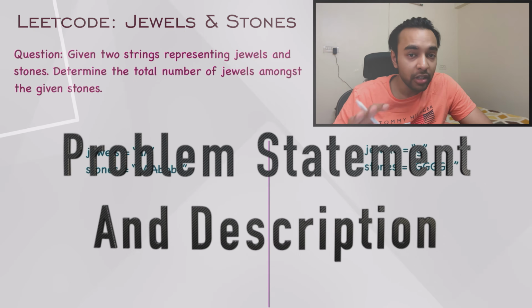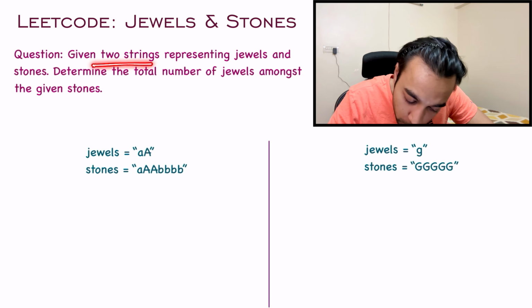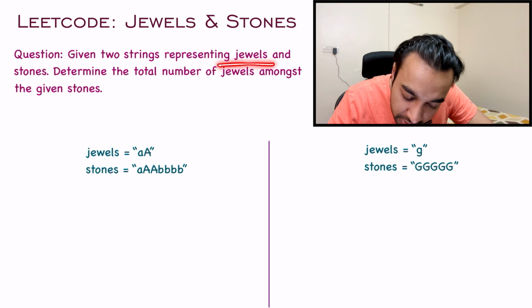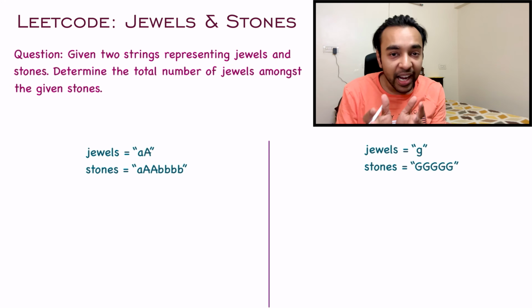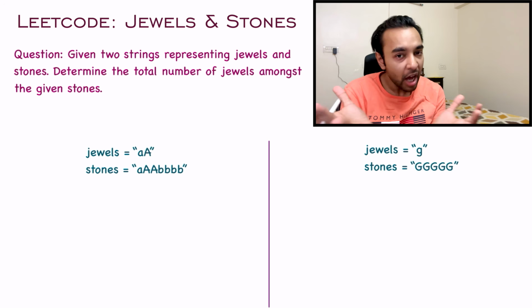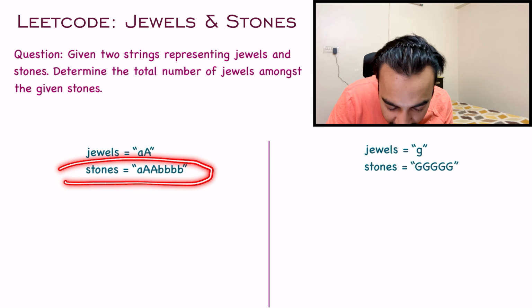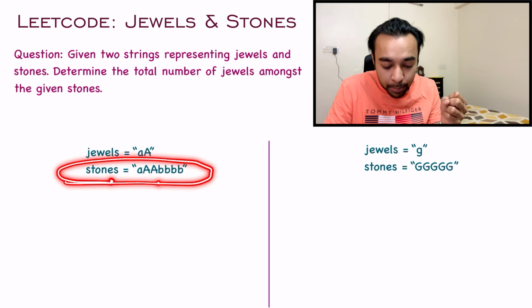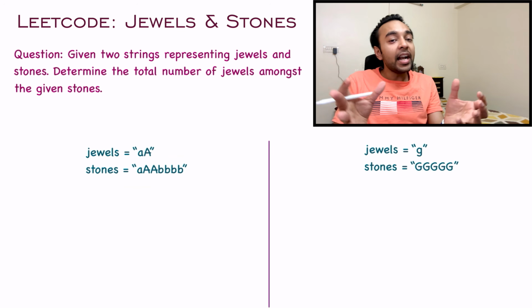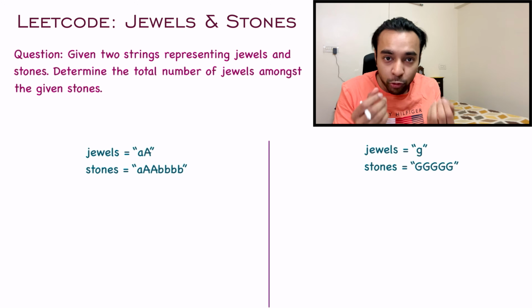Let's try to make sure that we understand the problem statement correctly. In this problem, you are given two strings where one of them represents jewels and the other represents stones. So the basic idea is that you have a bunch of stones with you, correct? And all of these stones are represented by this string. So a small a is a stone, a capital A is a stone, B is a stone, right? And amongst all of these stones, some of these stones are actually jewels.